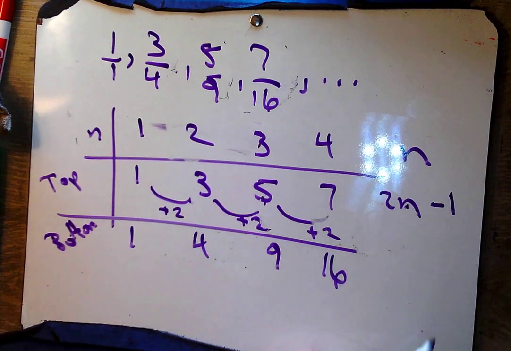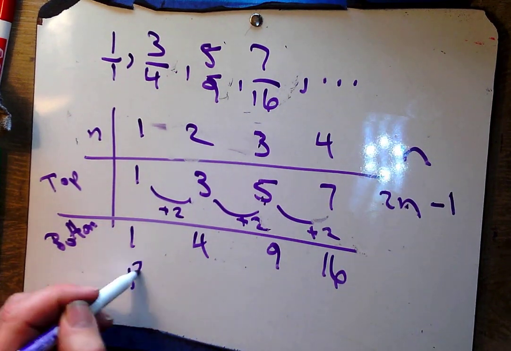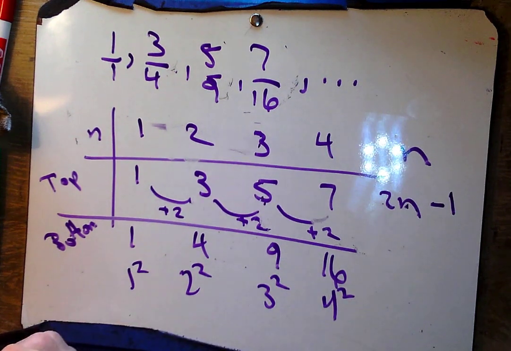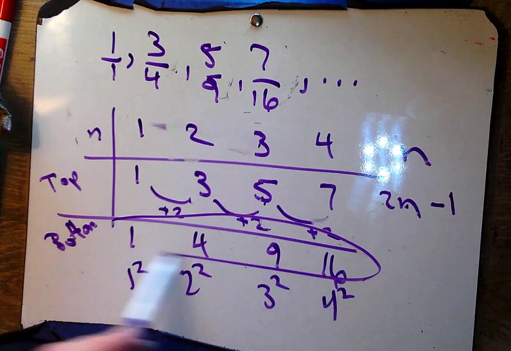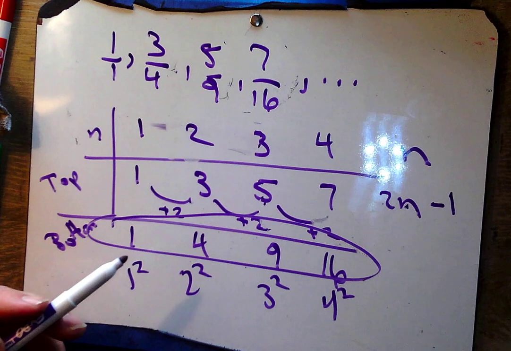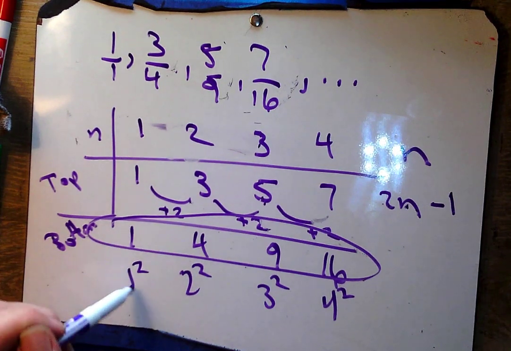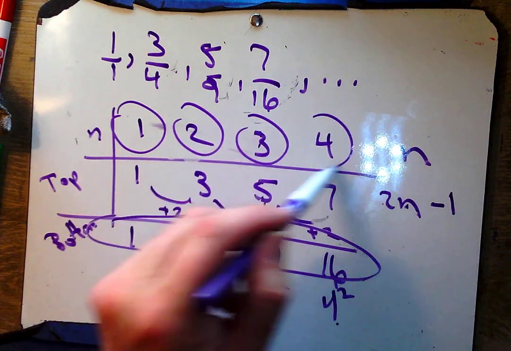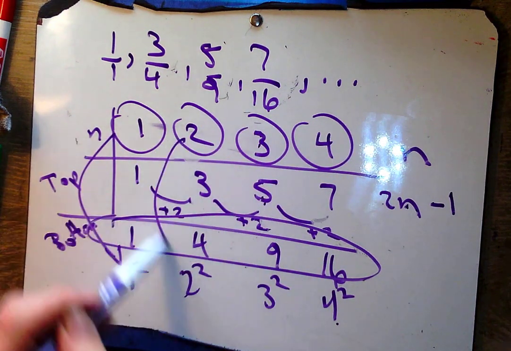What about a rule for the bottom? Well, that's 1 squared, 2 squared, 3 squared, 4 squared. Which is why I say you have to know there's an assumption that you're comfortable knowing all the squares or knowing all the cubes. Now, can I relate these expressions back to these n values here? Sure, look at them.